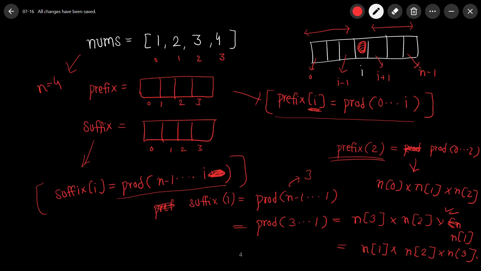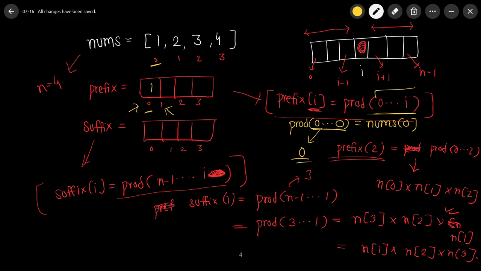So let me fill this. So prefix of 0 would store product of 0 till I. So currently I is 0, means product of 0 to 0, which is nothing but nums of 0 only. Because 0 to 0 means only the 0th index we are considering. So this would have 1. Similarly, prefix of 1 would be 0 to 1, that is the product of 0 till 1. 0 till 1 means this thing. So it's 1 into 2. So it's 2.